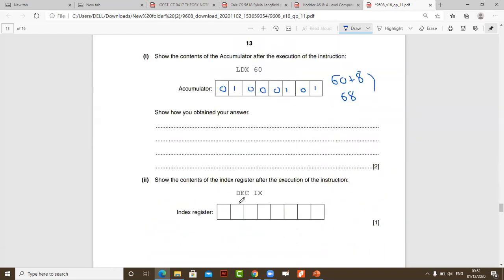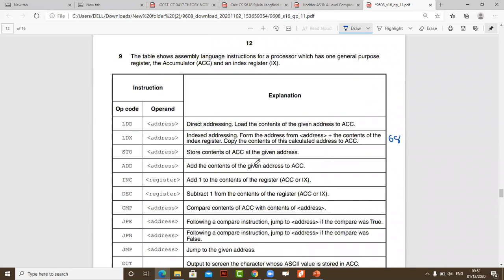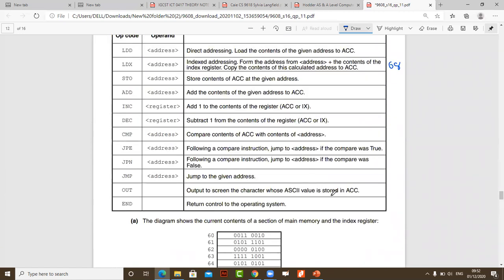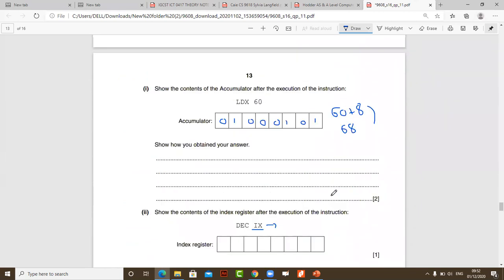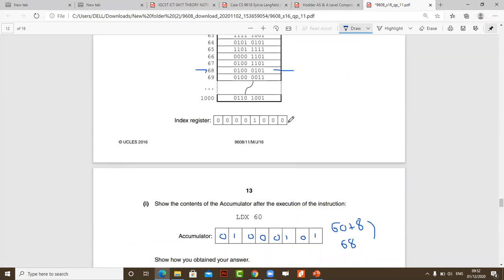Yes, sir. Okay, show the content of the index register after the execution of the instruction DEC IX. IX basically stands for index register. IX का मतलब होता है short form index register. So DEC का मतलब basically होता है subtract 1 from the content of the register. So basically हमारे पास क्या आ जाएगा? If I subtract 1 from this, आप बताओ मुझे जल्दी.